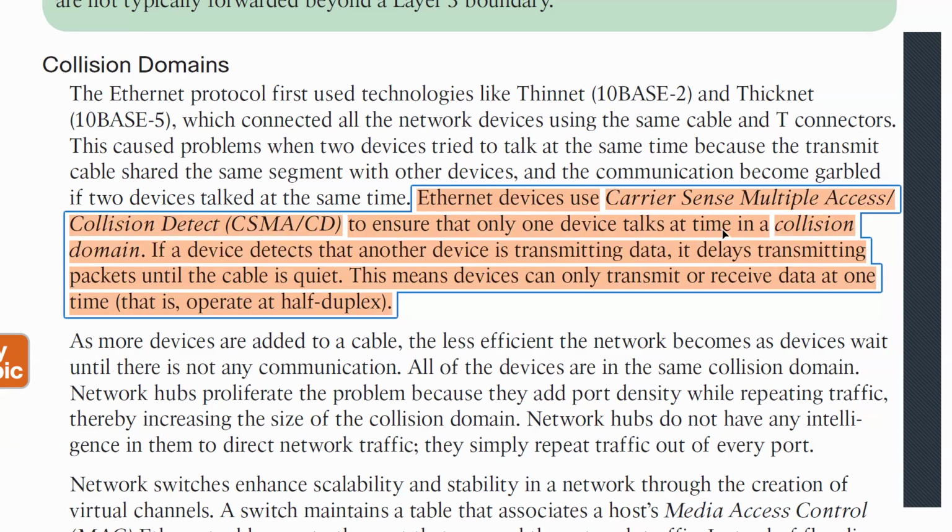Any device that wants to forward traffic will first check whether the media is free, or whether somebody else is transmitting some information. If they find that somebody is transmitting, they will wait. If the media is free, then they will start transmitting the information. This is how they used to avoid collisions. Or what we call a smart hub. They used to check.